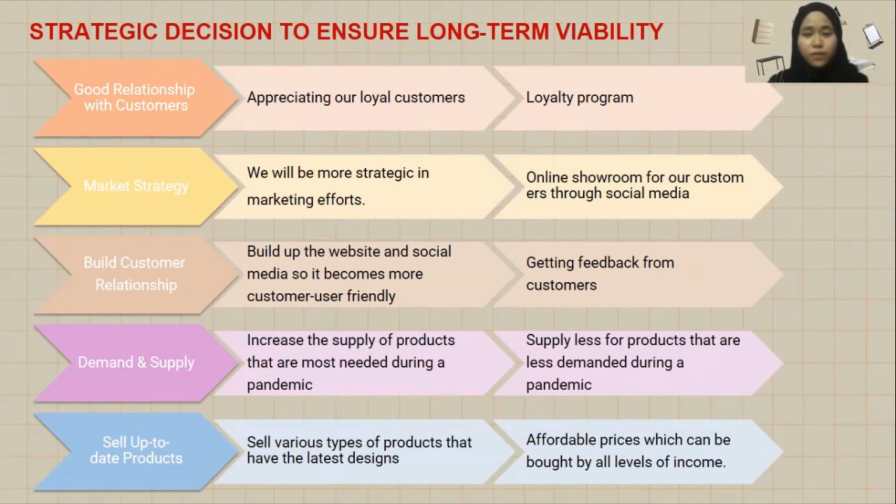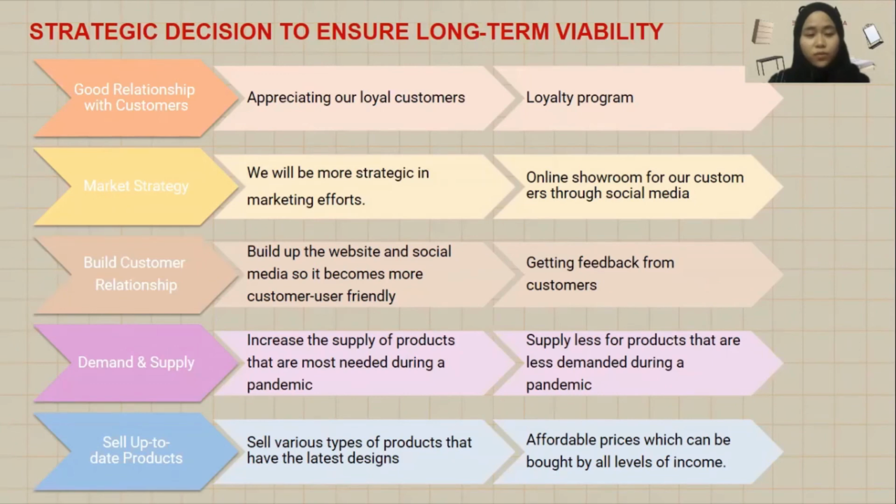Today I'm going to present about the strategic decision to ensure long-term viability of our company. Firstly, we will build a good relationship with customers. This is to show appreciation to our loyal customers, and we will build up a loyalty program so that the customer will come and buy from us again.